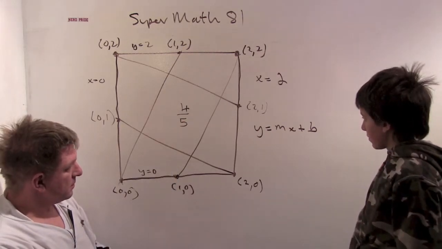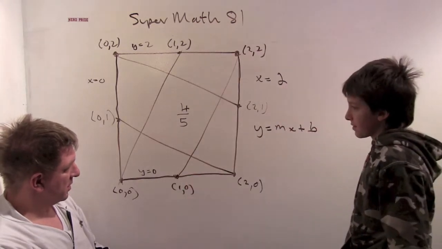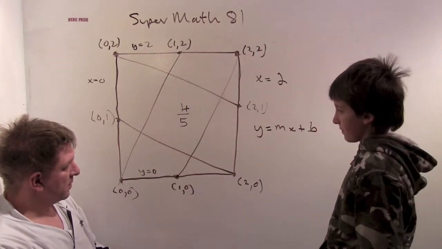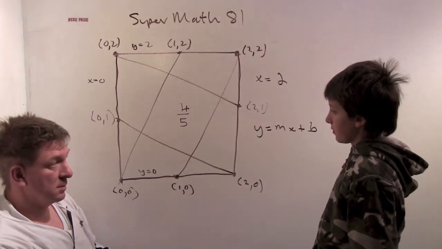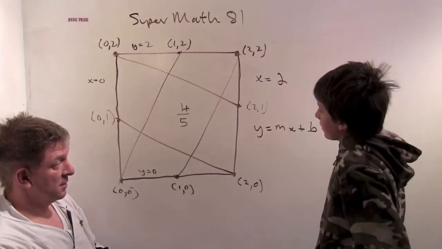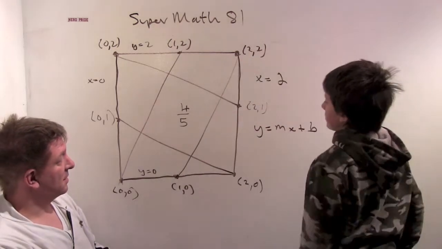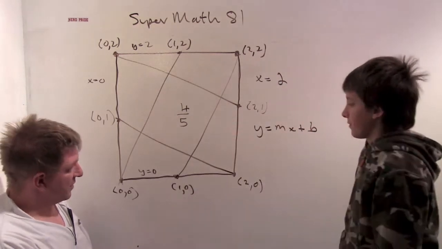Well, I know where this line hits the x-axis. It hits at 1. And it hits the y-axis at 2. This line? It doesn't hit the y-axis at all. Actually, it hits it down there. Yeah, it'll hit it over here somewhere.